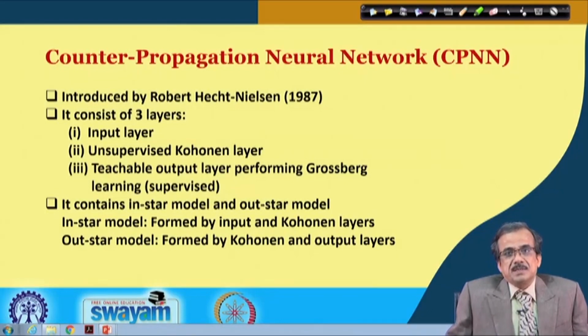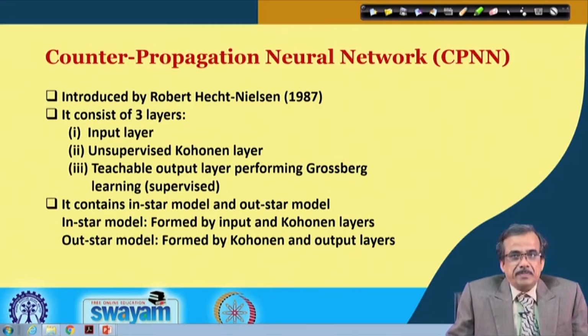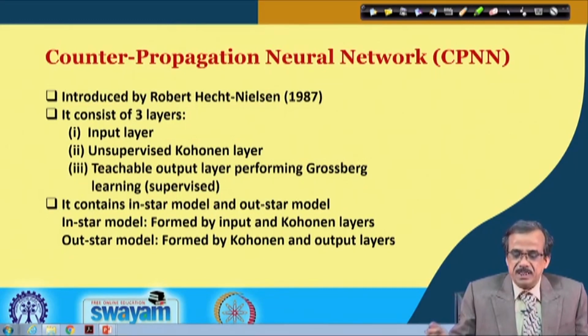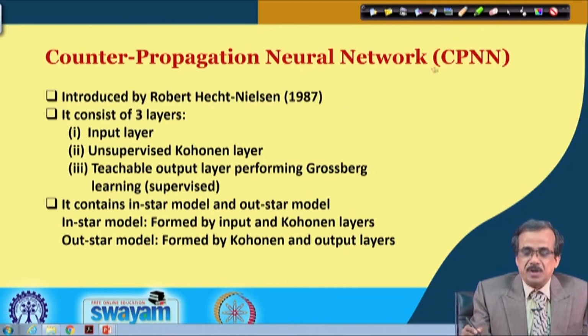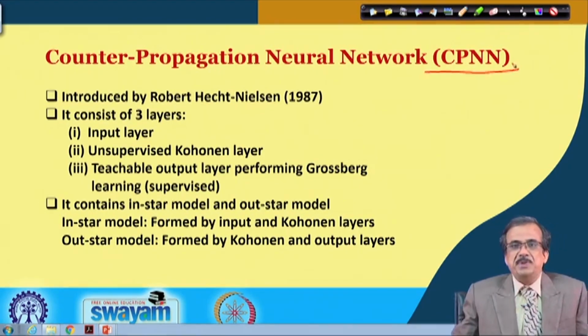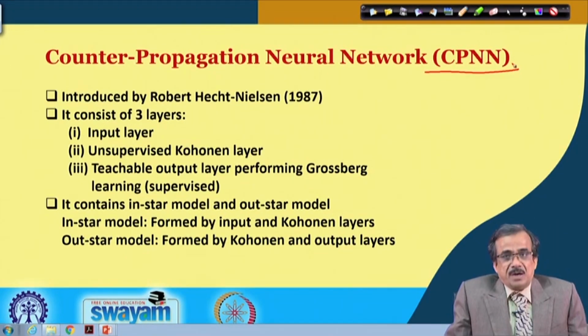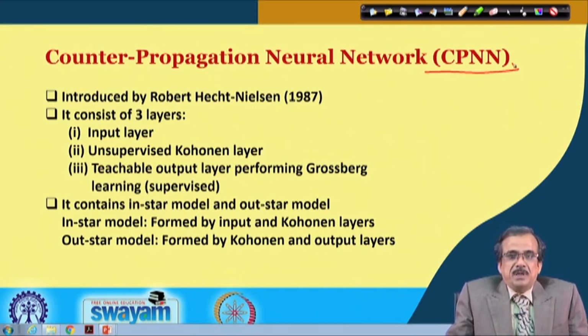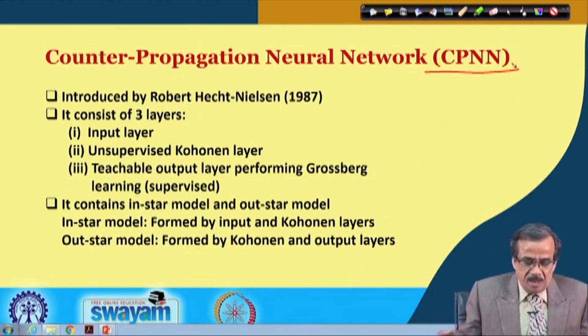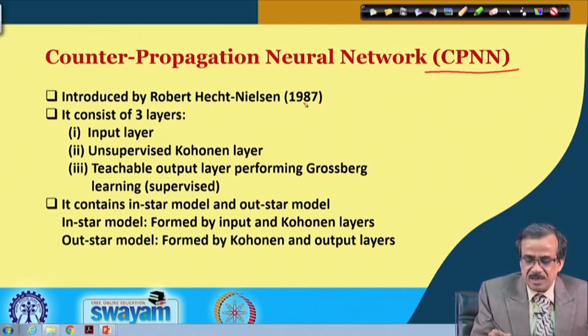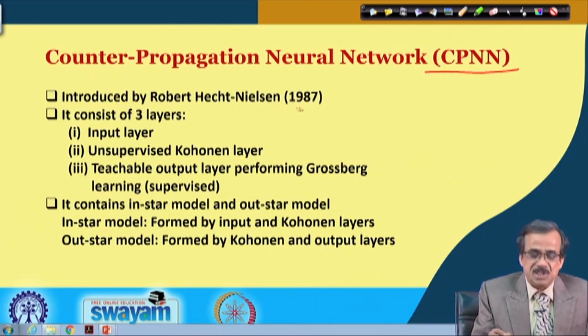We are going to discuss the working principle of another very popular network, called the counter propagation neural network, in short the CPNN. Before I start with this particular network, let me tell you the purpose of developing it. The purpose is once again to model the input-output relationship of a process as accurately as possible. This was proposed in the year 1987 by Robert Nielsen.